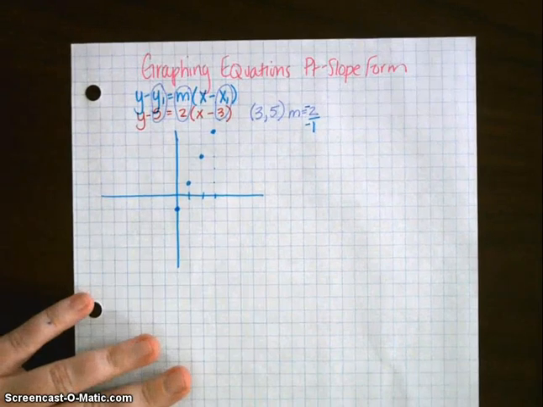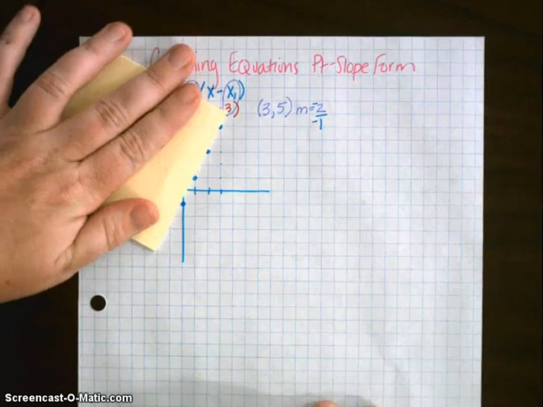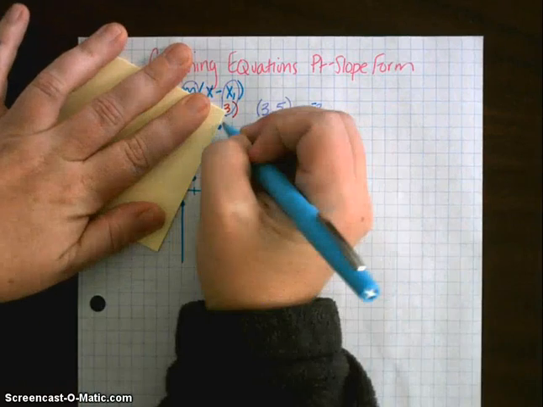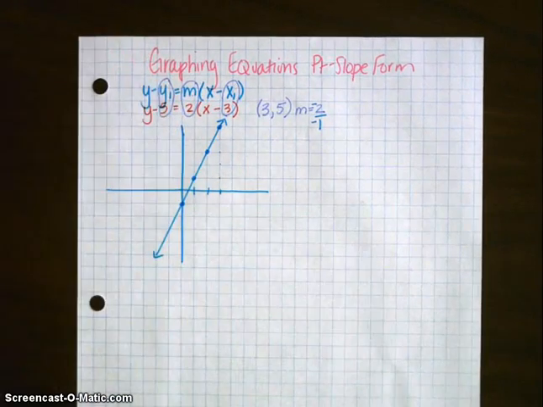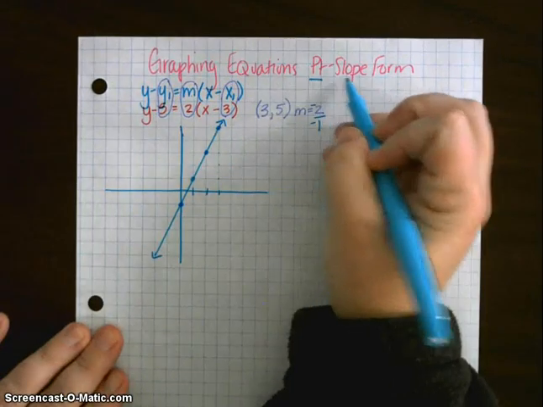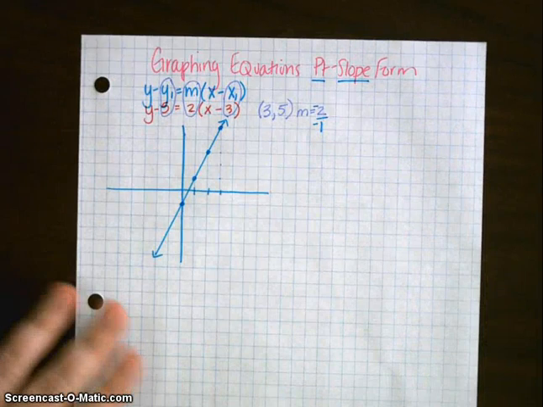I have enough points now to connect my line, and I always have to remember that I'm going to put arrows on the ends of it and try and fill out the graph. Point-slope form is as easy as finding the point, finding the slope, and then graphing. Let's take a look at another example.